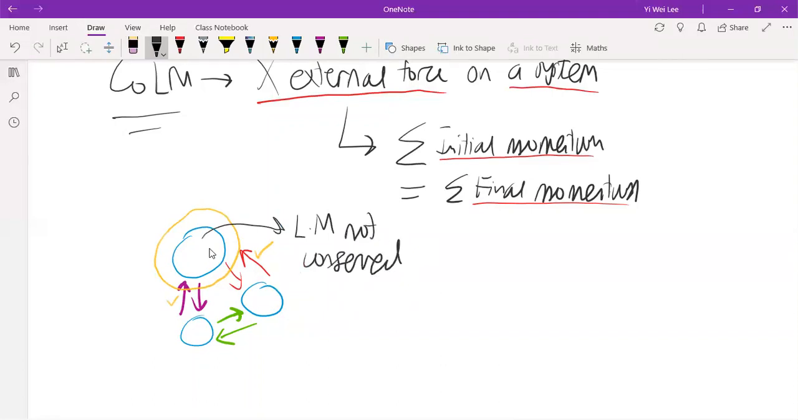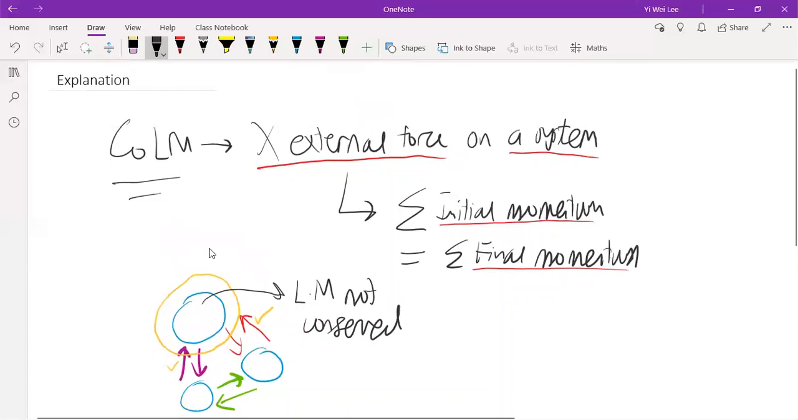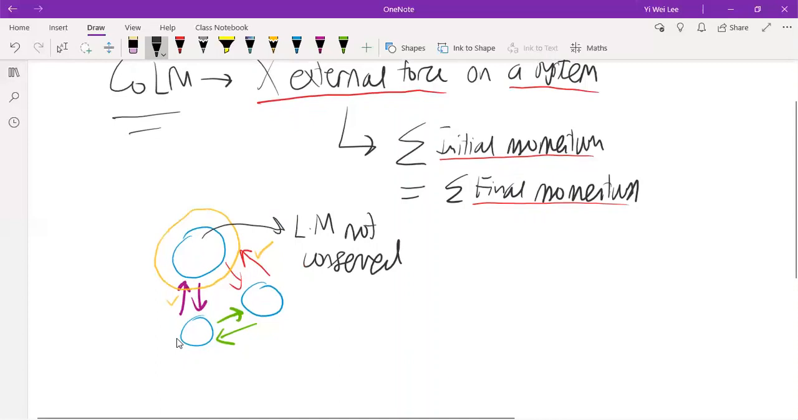I can say that from this particle's perspective, the linear momentum is not conserved because there is external force, and the condition for conservation of linear momentum is that there is no external force acting on the system. But in this case, if I were to draw my system boundary across this particle only, I would realize that there are actually two external forces, this purple force and this red force acting on this system. So it means that linear momentum is not conserved for this particle, let's say particle B. Oh, sorry, this is A, so linear momentum is not conserved for particle A because there is external force.